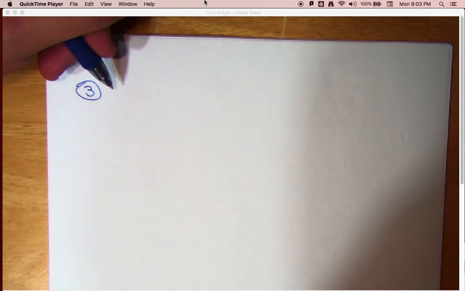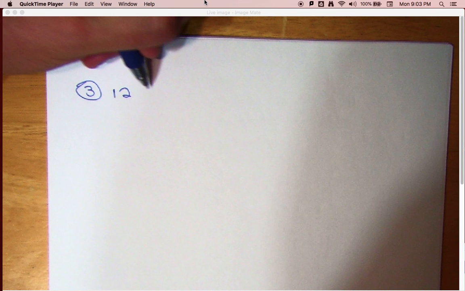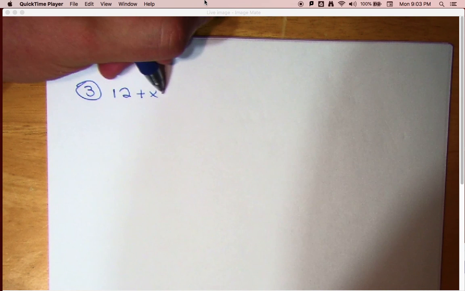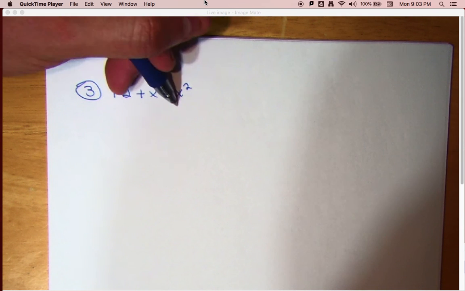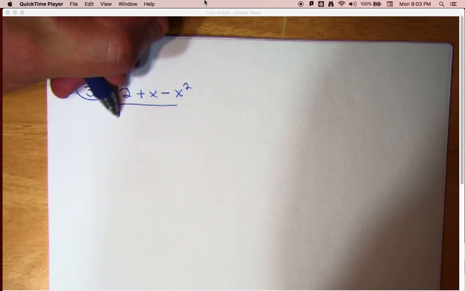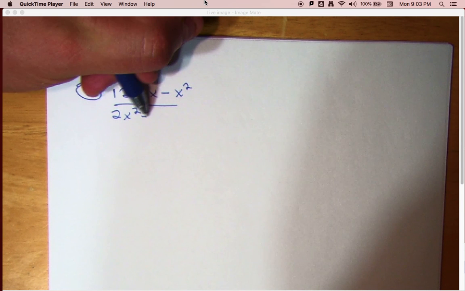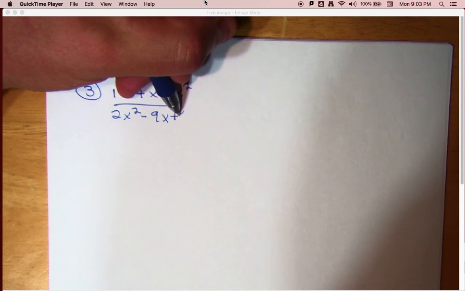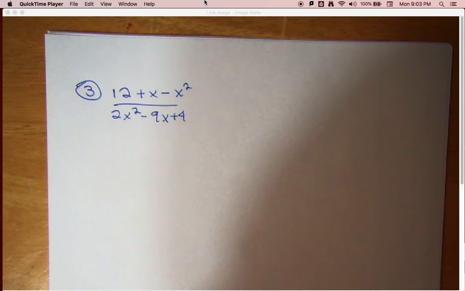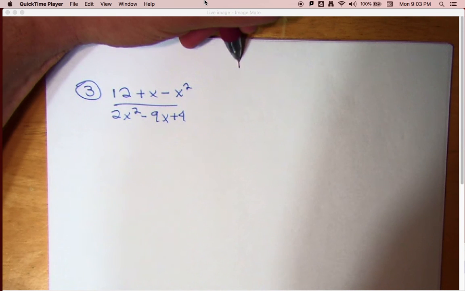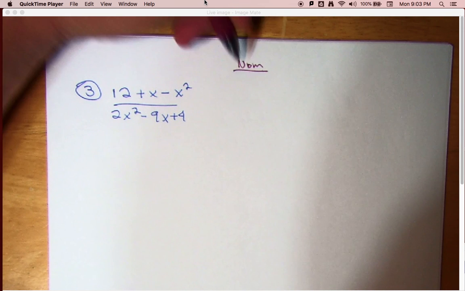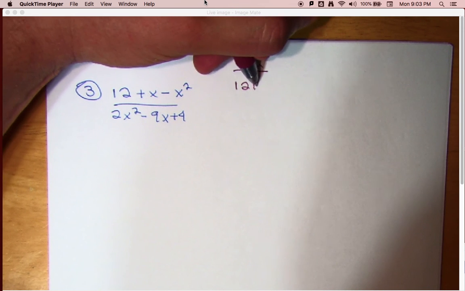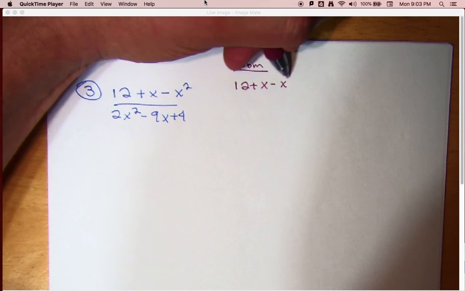So, okay, what do we got here? Third one. So, let's see. 12 plus x minus x squared over 2x squared minus 9x plus 4. Let's break that down again. So our numerator is 12 plus x minus x squared.